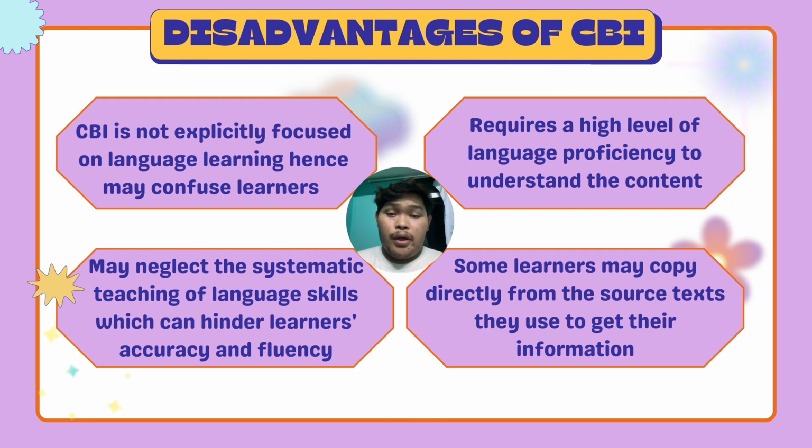The third one is it may also neglect the systematic teaching of language skills, which can hinder learning accuracy and fluency. And the last one is some learners may copy directly from the source types they use to get their information. We can avoid this by designing tasks that demand students to evaluate the information in some way, to draw conclusions, or actually to put it to some practical use. Having information sources that have conflicting information can also be helpful, as students have to decide which information they agree with or most believe. That's all.